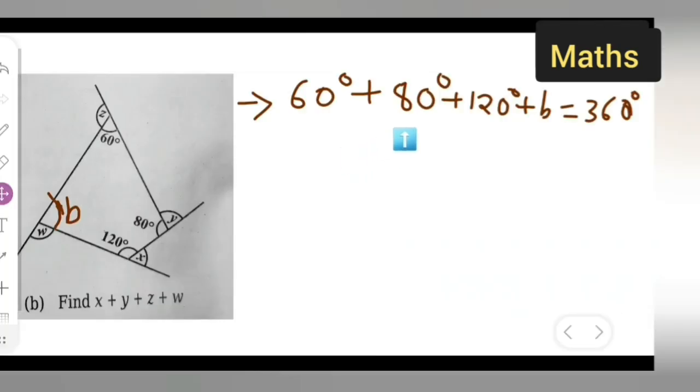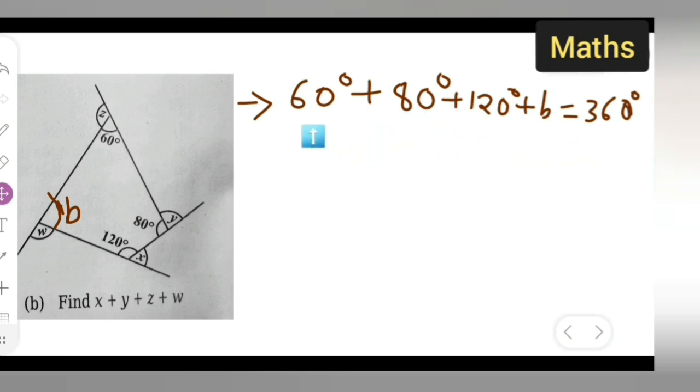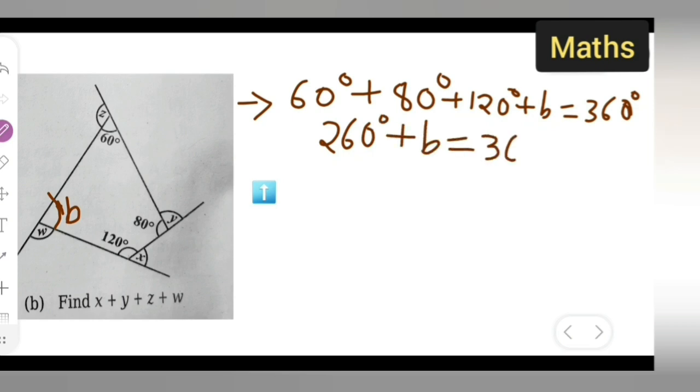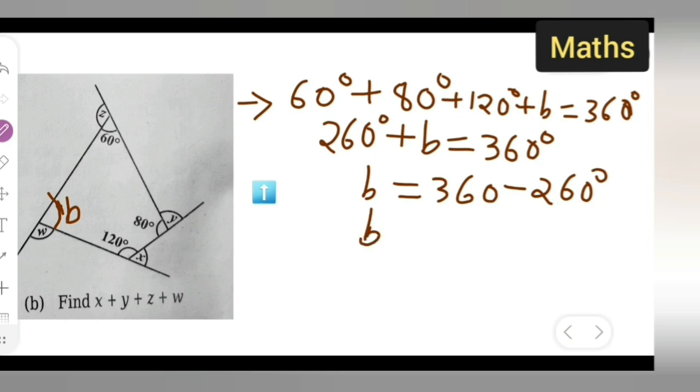So what is the sum of the quadrilateral? It is 360. So we need to add 80 plus 60 plus 120. Now 120 plus 80 you will get 200, plus 60 is 260 plus B. I can directly write down 260 degree plus B is equal to 360, right? So I can take down B is equal to 360 minus 260 will give you how much? So what will be the value of B over here? It will be 100.